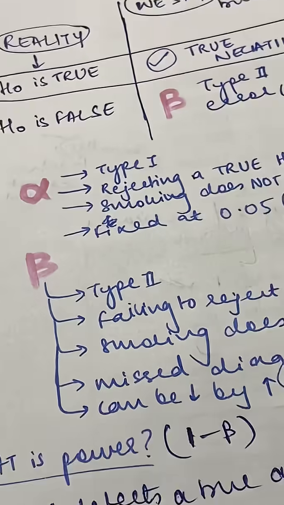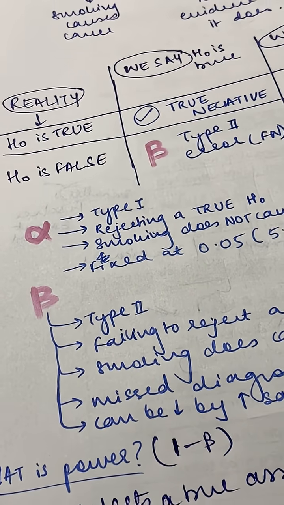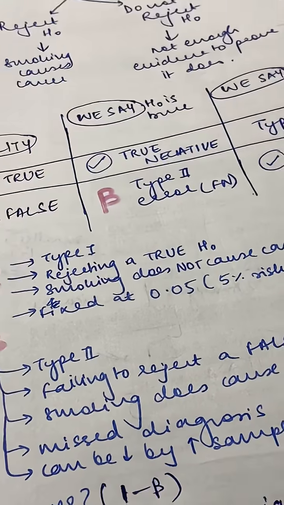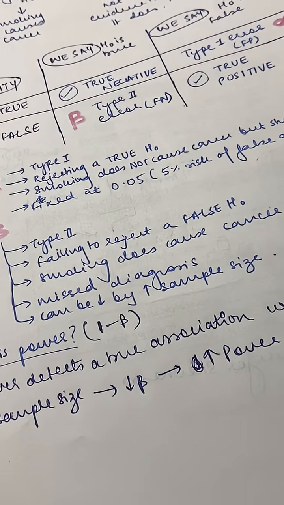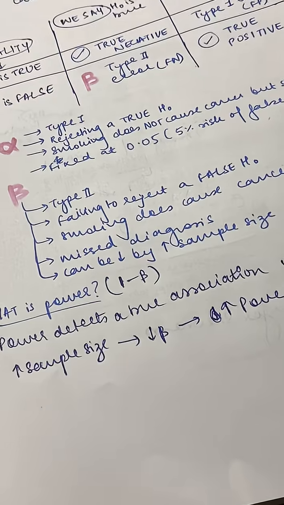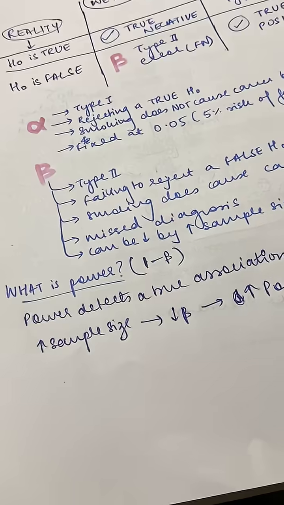Now we have beta, or type 2 errors. In beta errors, the null hypothesis is false. That means that in reality, smoking does cause cancer, but our study says that smoking does not. We say that the null hypothesis is true. We say smoking does not cause cancer. So we're failing to reject a false null hypothesis. This is sort of a missed diagnosis, but this can be reduced by increasing the sample size. Now I'll explain how that works.